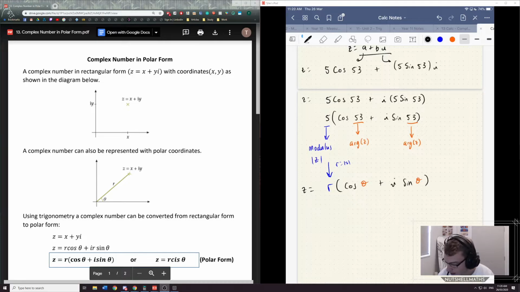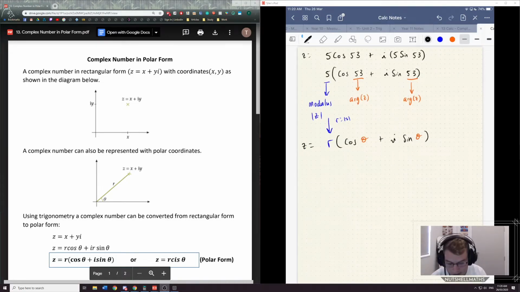Now, like I was saying before, mathematicians are lazy, and we don't want to write out this cos theta plus I sine theta every time. So instead, we've come up with this. It's kind of weird, but it makes sense. R cis theta. Which cis stands for cos theta plus I sine theta. C-I-S, cis.